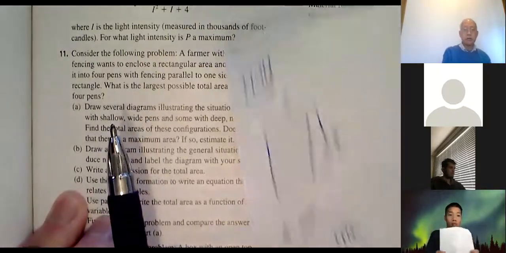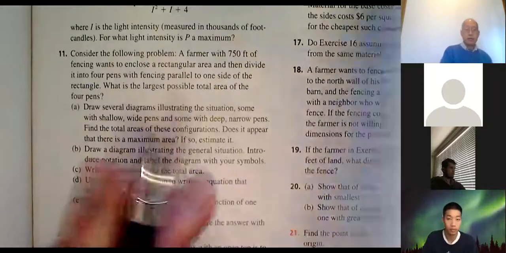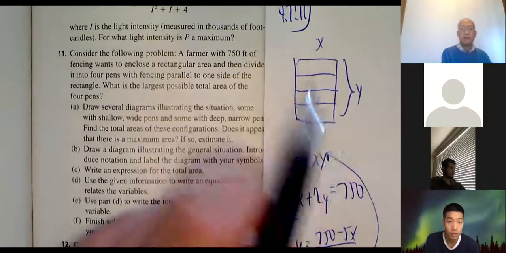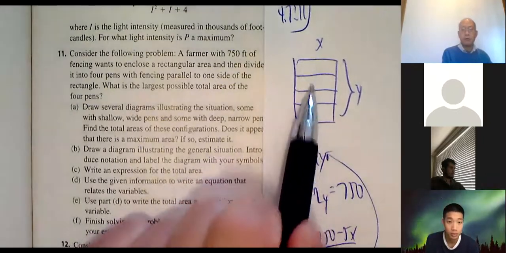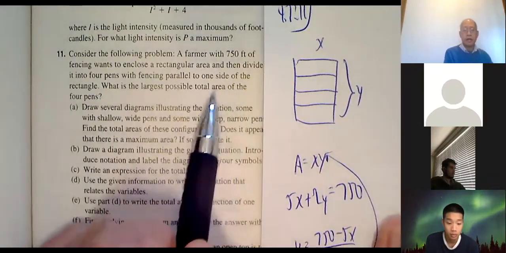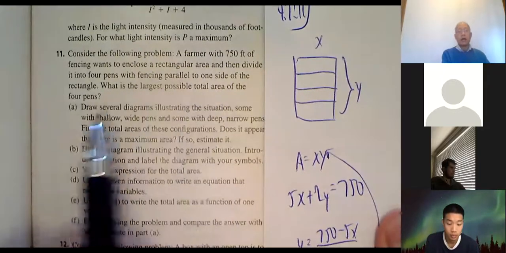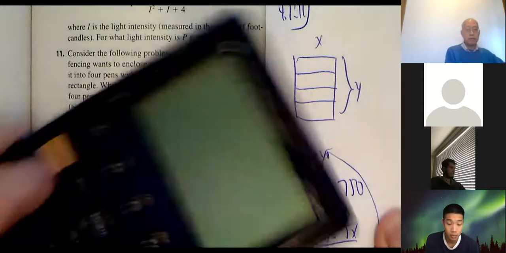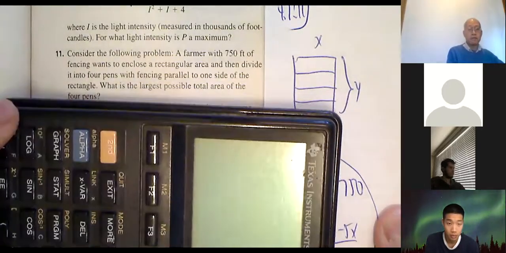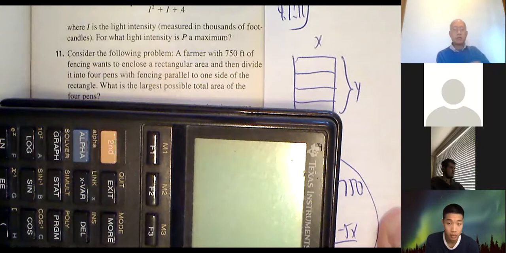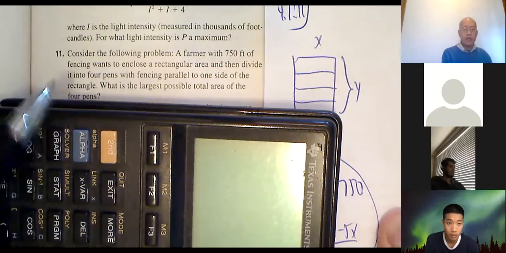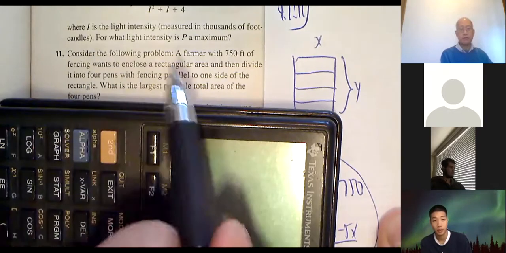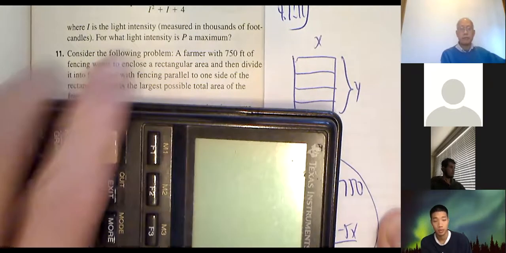Okay, so the picture is like this. I don't have enough hands to get it all. Okay, so you have 750 feet. There are 4 pens, 1, 2, 3, 4, and it looks like this. I'm not going to worry about A, B, C, D, E, F. As far as I'm concerned, the problem stops right here. What is the largest possible total area of the 4 pens? If I do the problem, I'm actually answering A, B, C, D, E, F. So we're just going to go with this. Okay, so here's my picture.